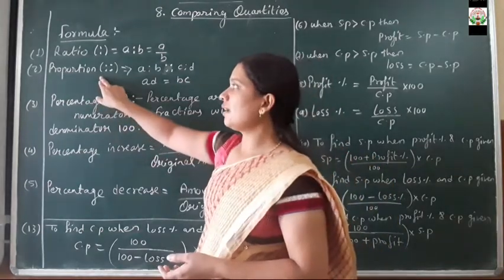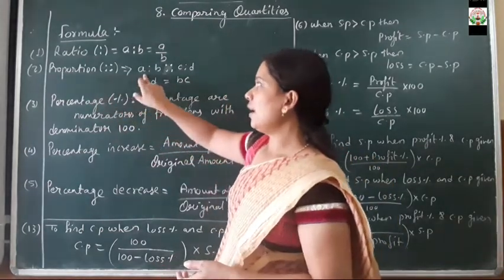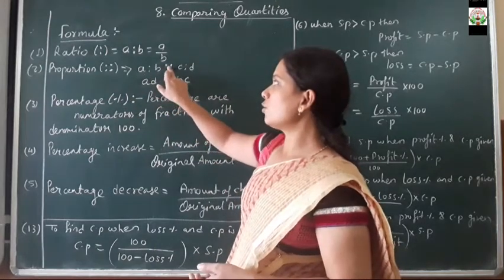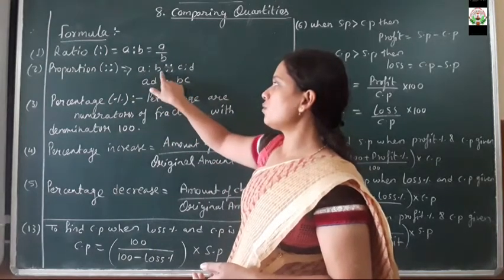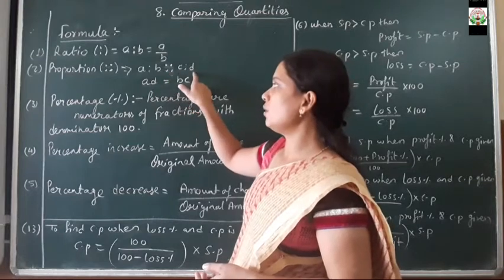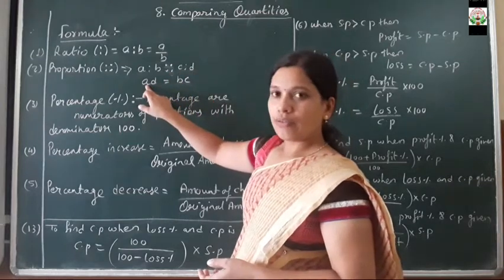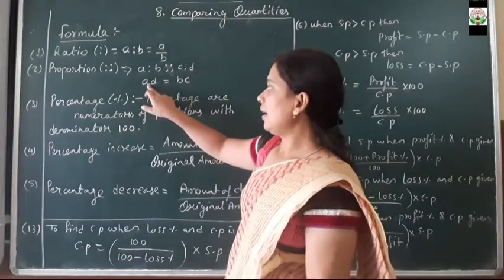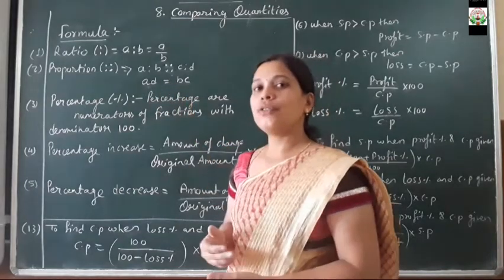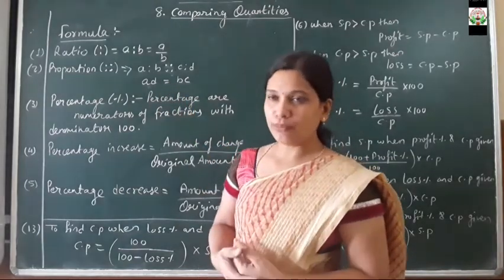Then comes the second formula, that is proportion. A is to B, four dots denotes that they are in proportion. So A is to B is proportion C is to D, where while solving, AD is equal to BC, that is, product of the extremes is equal to product of the means.